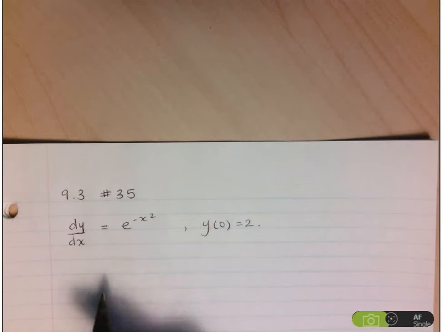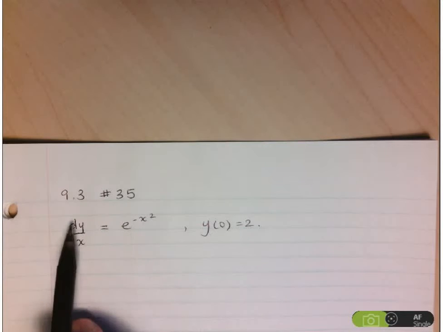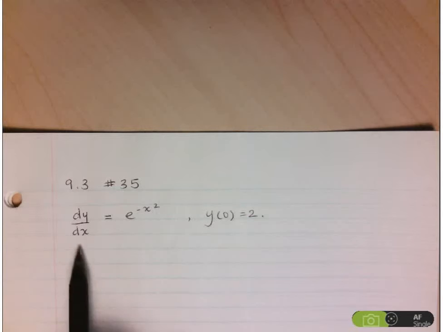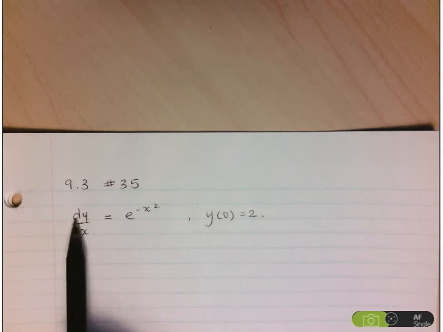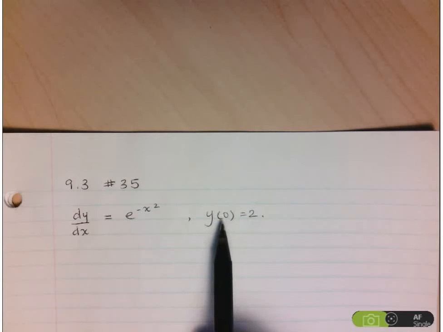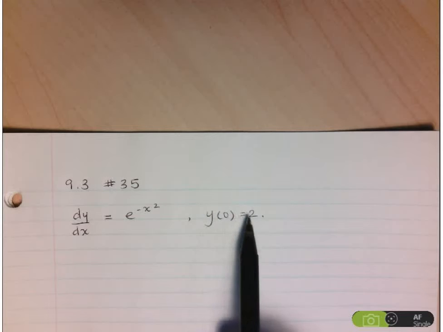Hi folks, we're going to take a look at question 35 from section 9.3. What we have here is essentially an initial value problem. We have a differential equation, that is an equation whose solution is a function and contains derivatives, and we're given an initial value. We know that y at 0 is equal to 2.